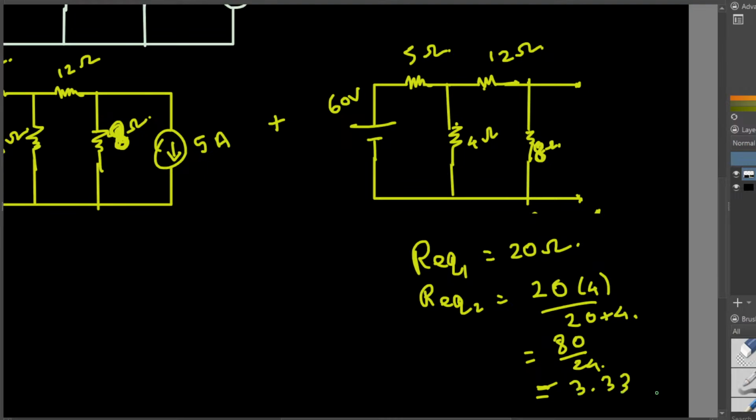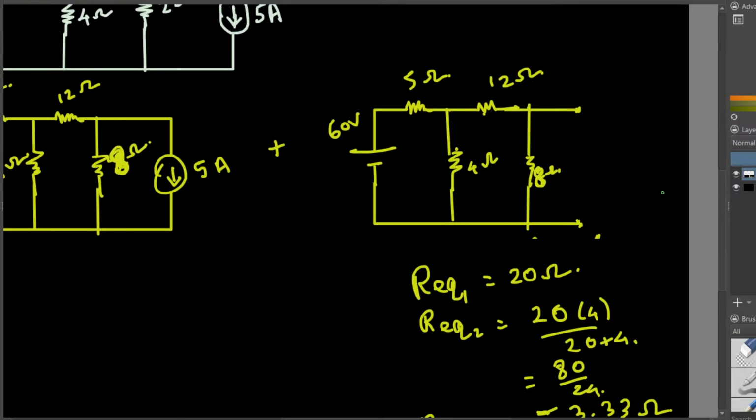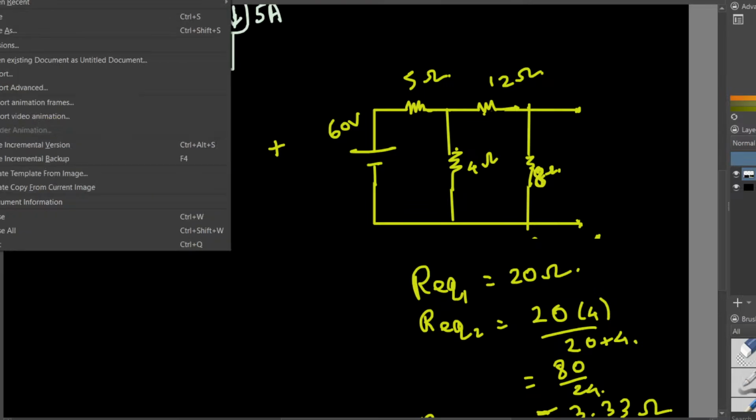3.33 ohm resistance, and then after I combine them together, this is again in series with this 5 ohm resistance. So this is going to be R equivalent 3. That's 5 plus 3.33, which is 8.3 repeating. This is my equivalent resistance at this point. So I can redraw this circuit. Let me create a new page.